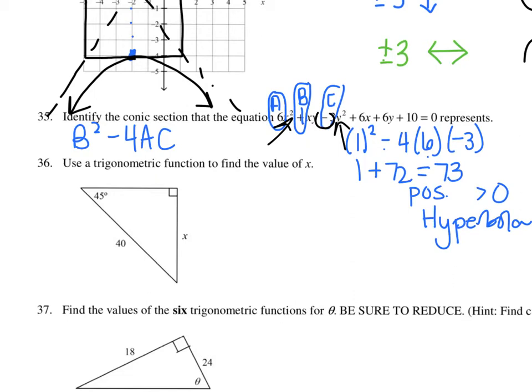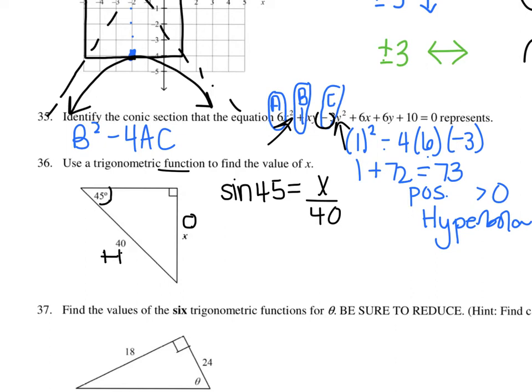So, number 36. We're going to use a trig function to find the value of x. Well, we have this angle is 45. We have the hypotenuse of the triangle is 40. And we want this side, which is opposite of our angle. Which trig function uses O and H? Sine does. So we have sine 45 equals our opposite side, which we don't know. We're calling it x, over the hypotenuse, which is 40.